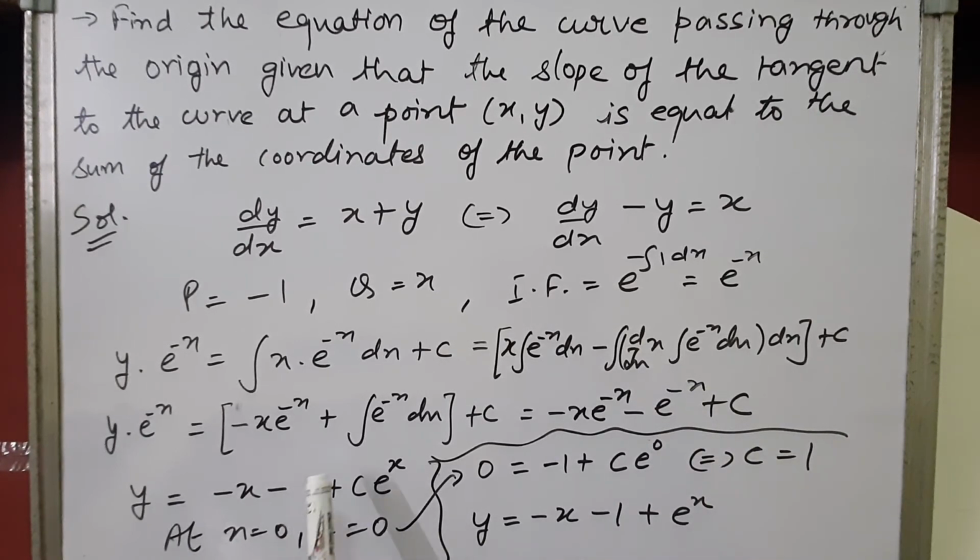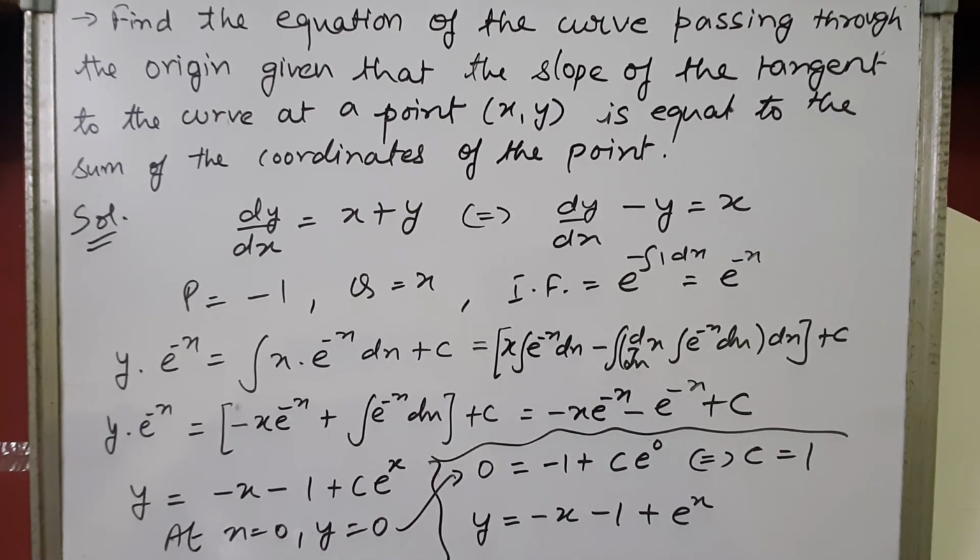So now from here, when we do the integration of e to the power minus x, we'll get minus e to the power minus x. So the value of y, when we cross multiply e to the power minus x to the right hand side, we'll get y equals minus x minus 1 plus c e to the power x.